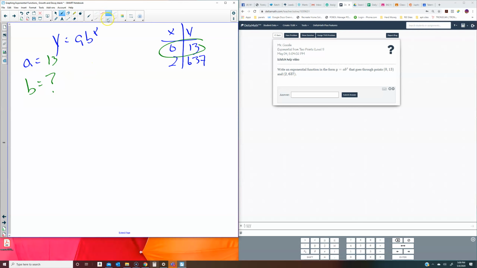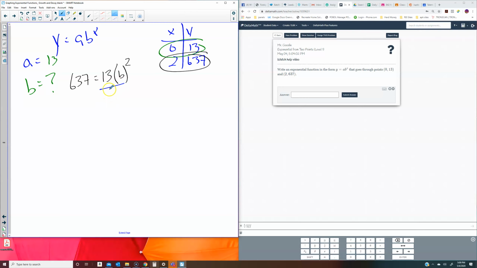So what we're going to do, we're going to take our other point right here, and we're going to substitute it in. We know we got 637, our y value, when our a value is 13, and we multiply that by some number we don't know. We're going to figure that out. And our x value was 2. That's our x, that's our y. So we just substitute our 2 in, our x in. Now we're just going to solve it.